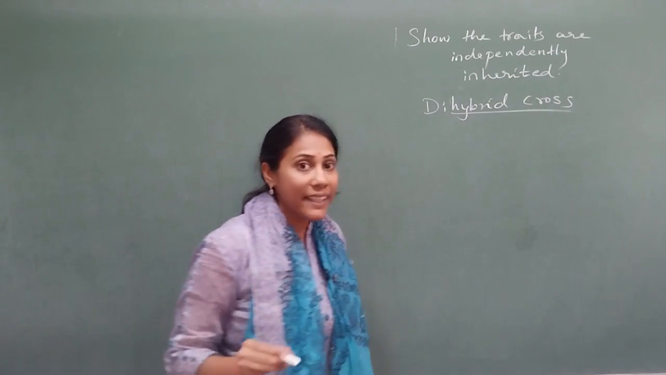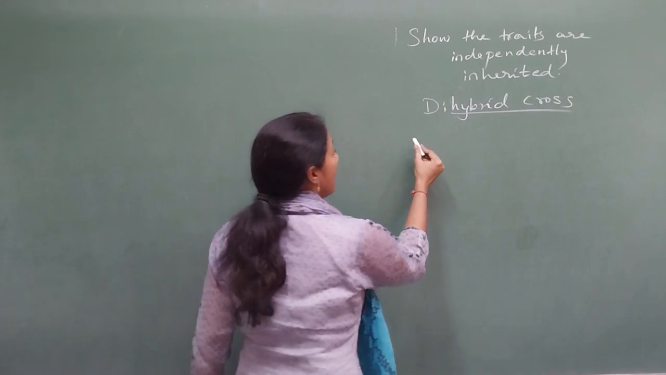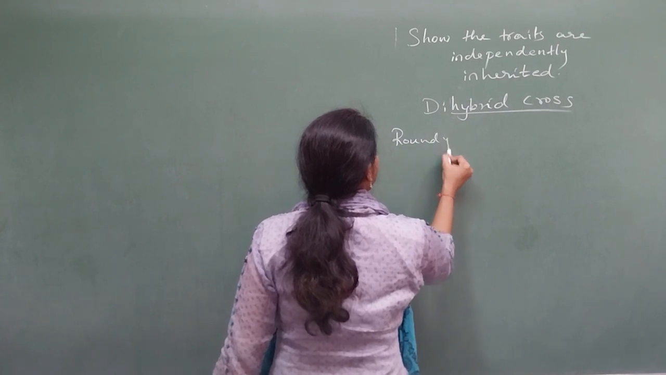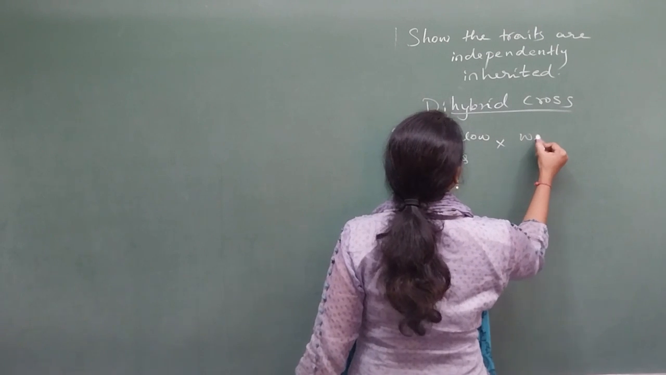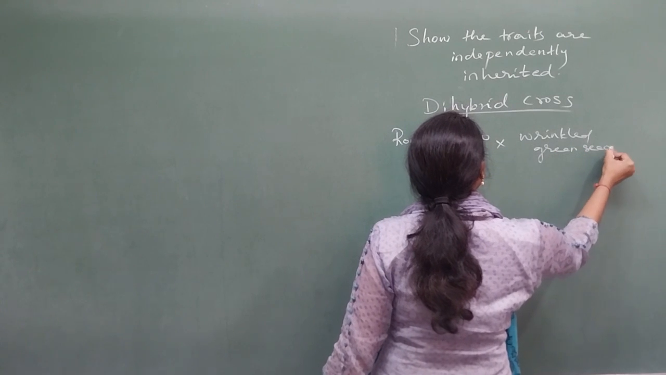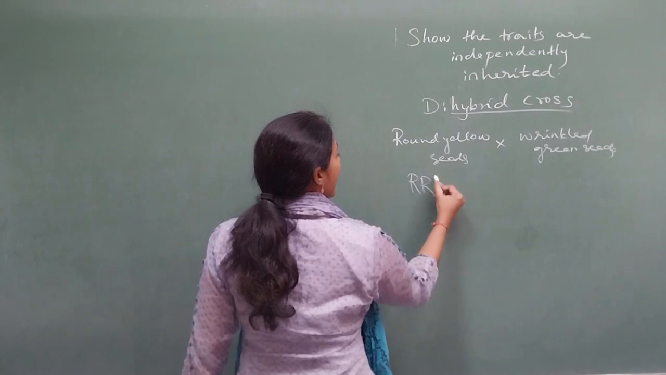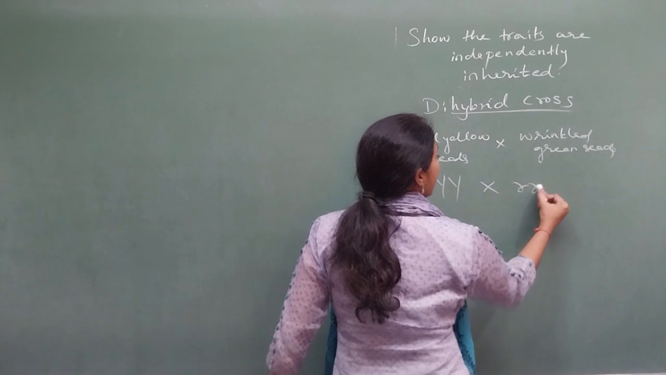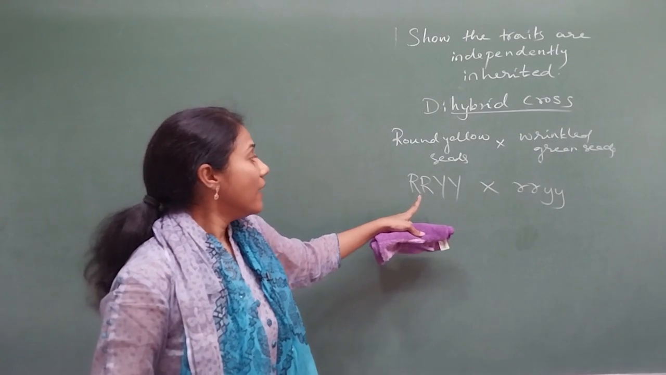Okay, so you have to take, like in your textbook itself, that example is there. You have to take plants with round yellow seeds crossing with wrinkled green seeds. This example you take and explain. Round is a dominant character, so capital R, capital R. Yellow is a dominant character, capital Y, and here wrinkled, small r, green, small y. So these are their genotypes.